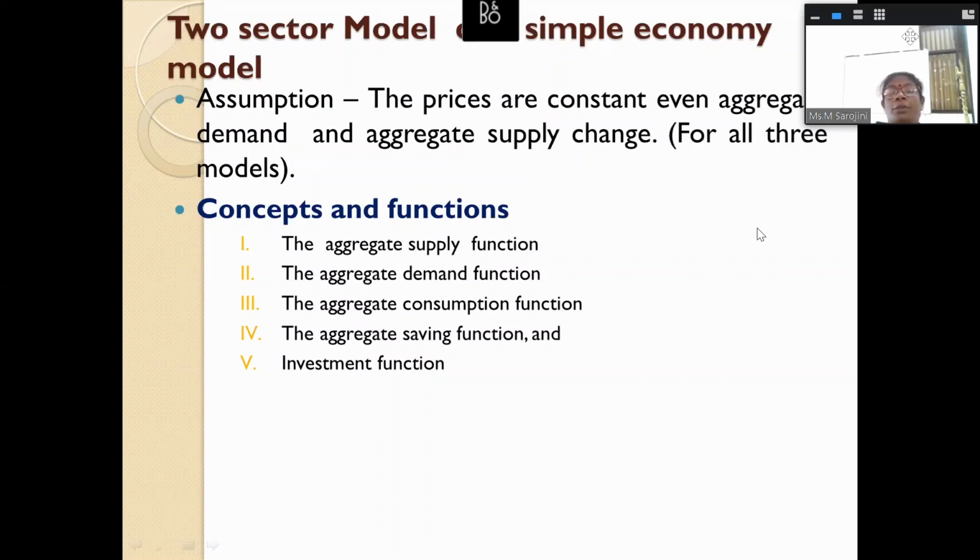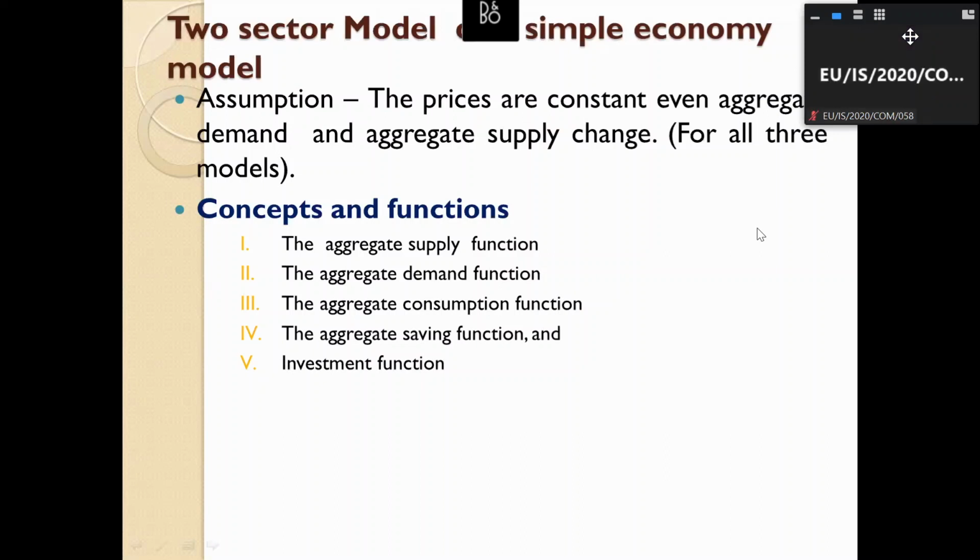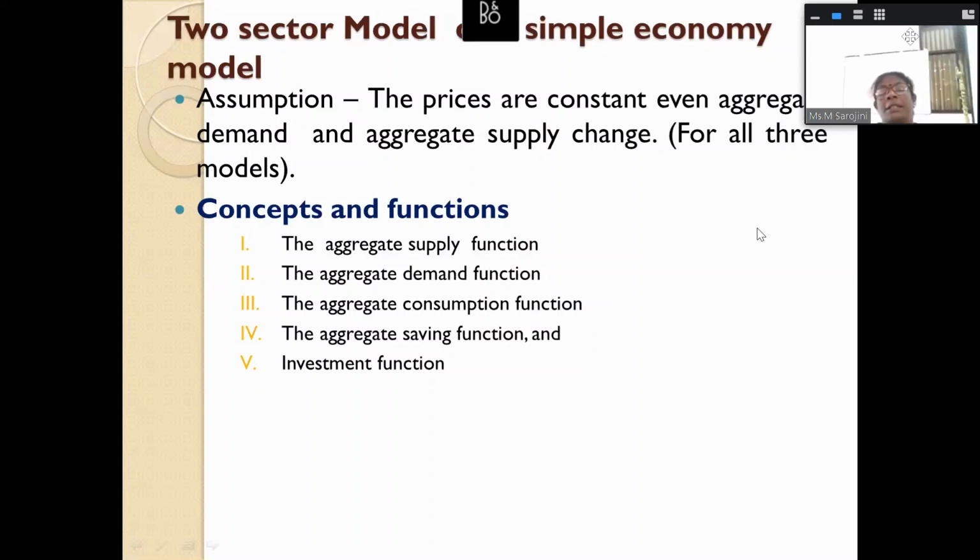Here again, you have to remember the income circular flow for the two-sector model. There are two sectors: households, as households are the owners of factors of production, and firms are the producers that use the factors of production. They are producing goods and services, and they exchange the goods and services with the households.